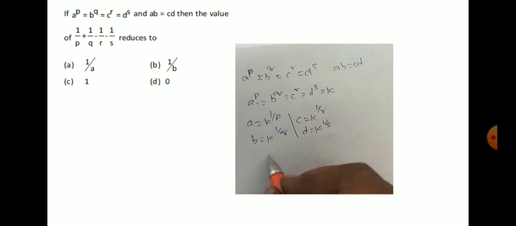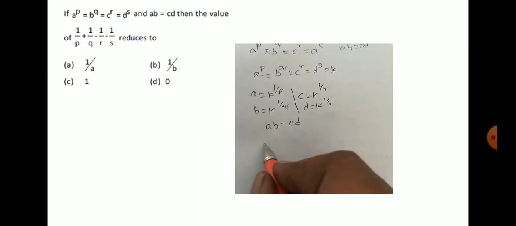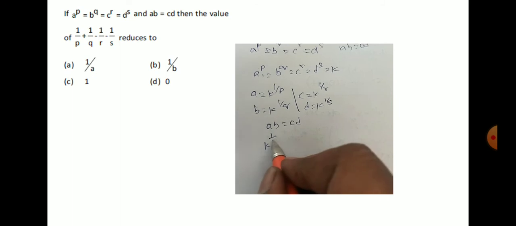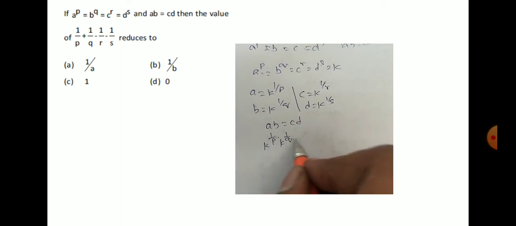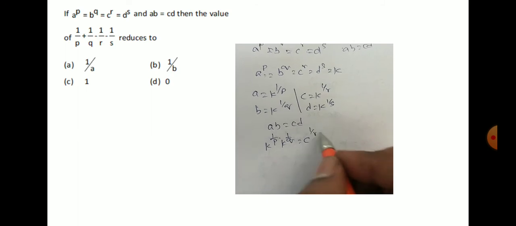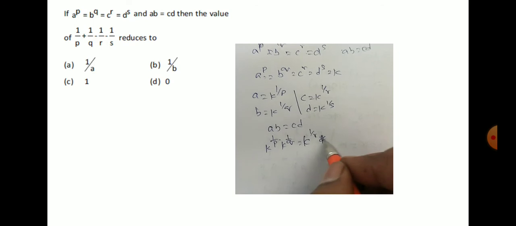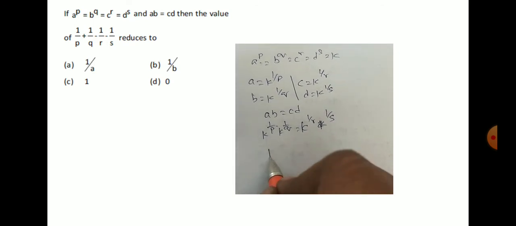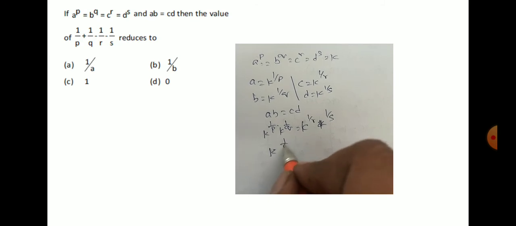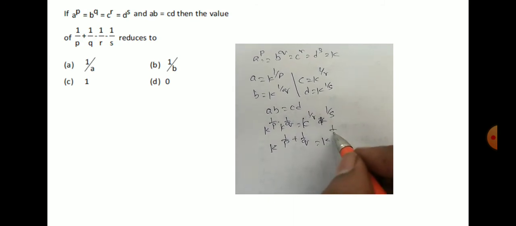Okay, what they have given? They have given ab is equal to cd, right? Therefore, k power 1 by p into k power 1 by q is equal to k power 1 by r into k power 1 by s, which will be equal to k power 1 by p plus 1 by q is equal to k power 1 by r plus 1 by s.